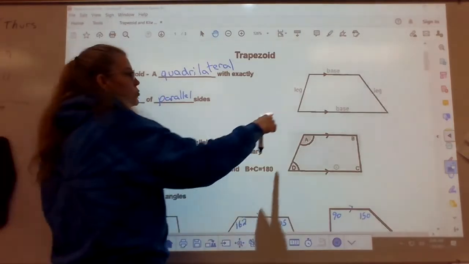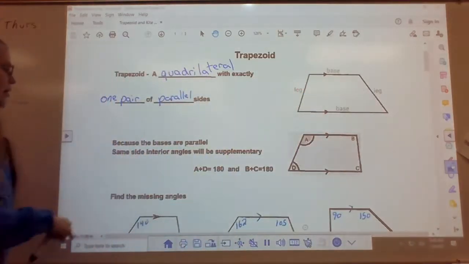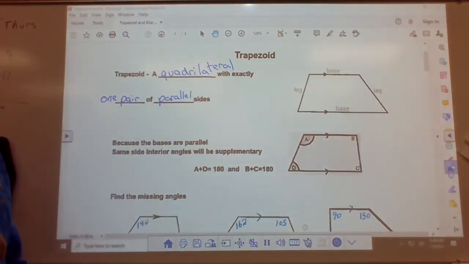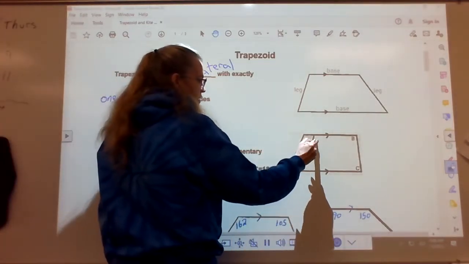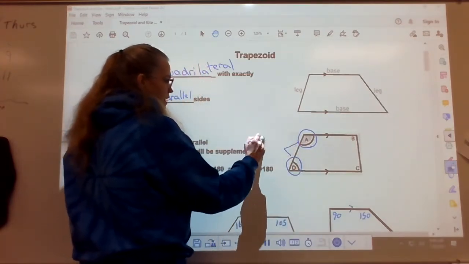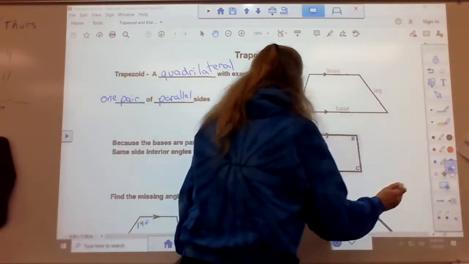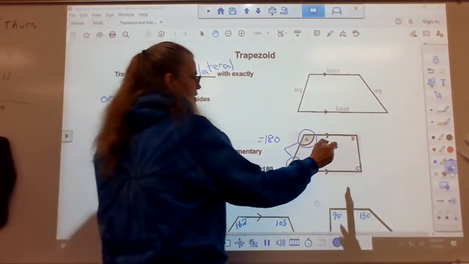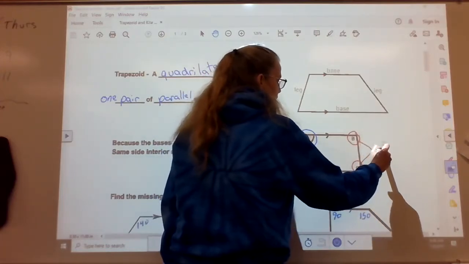Now, because we only have one set of parallel sides, the same side interior angles will be supplementary. So that means angle A plus angle D, this angle and this angle, if I put them together, that will equal 180. And then B and C, this angle and this angle, if I put those together, that's going to equal 180.